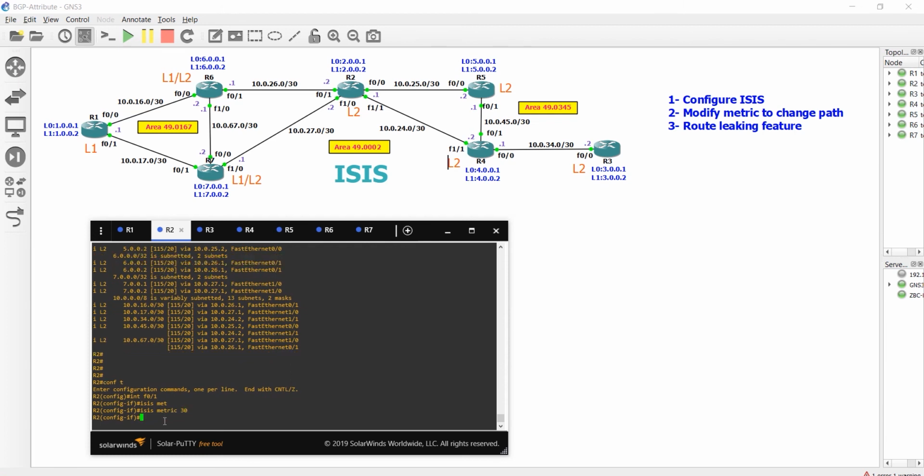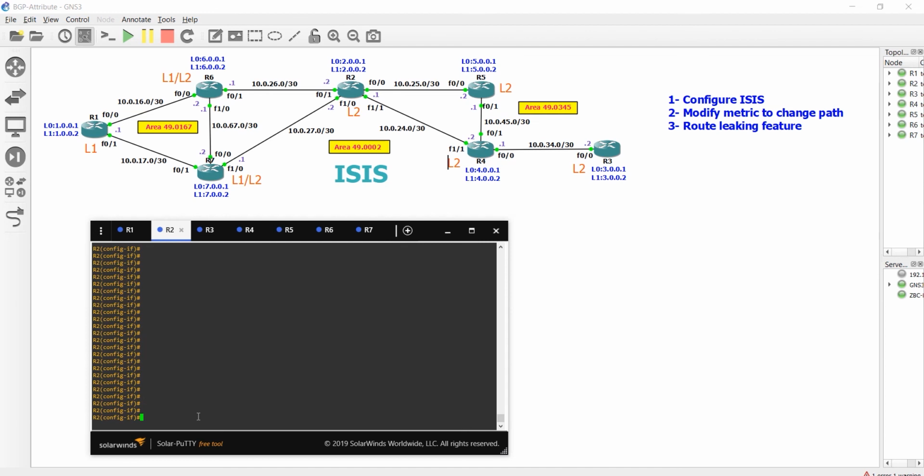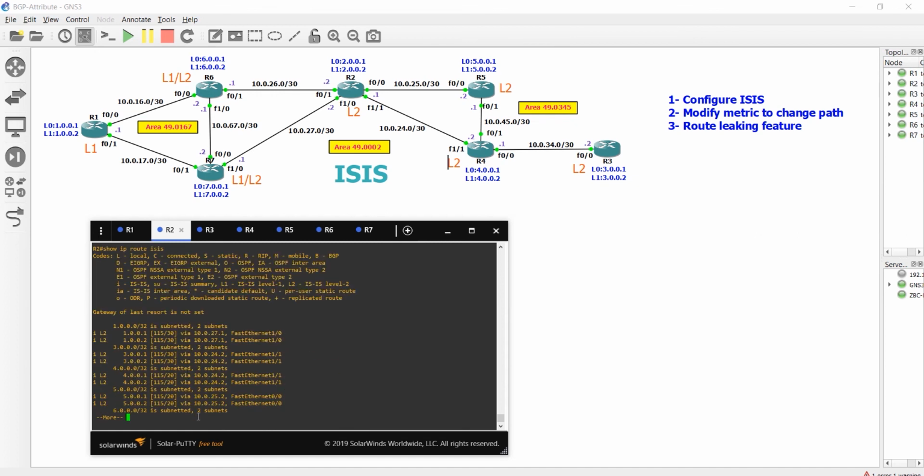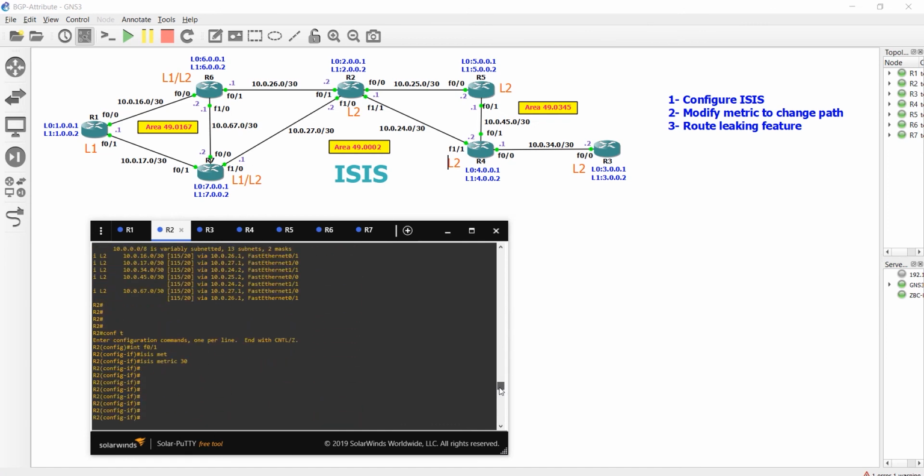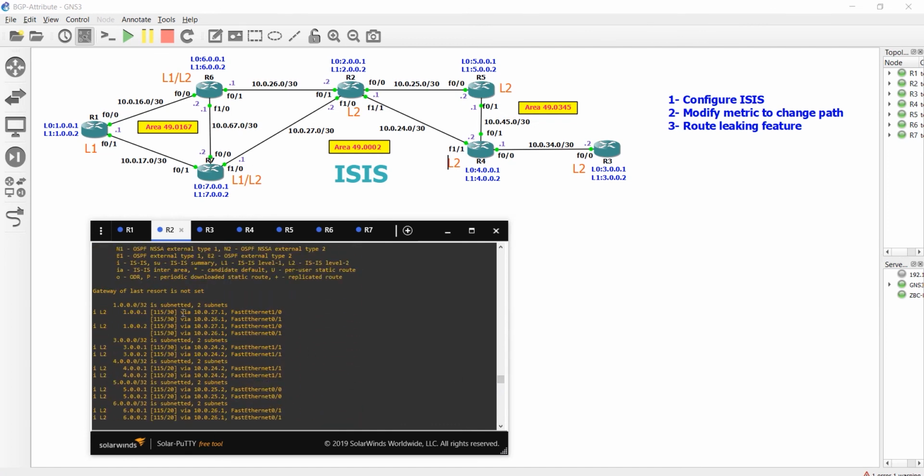Now, okay, guys, let's check R2 and what happened in R2 now. Show IP route ISIS. Now you can see I have only one route to 1001 via 10.0.27.1. What is 27.1? This is 27.1 from here. Before that, you can see here, I had two routes. And now I have only one route.